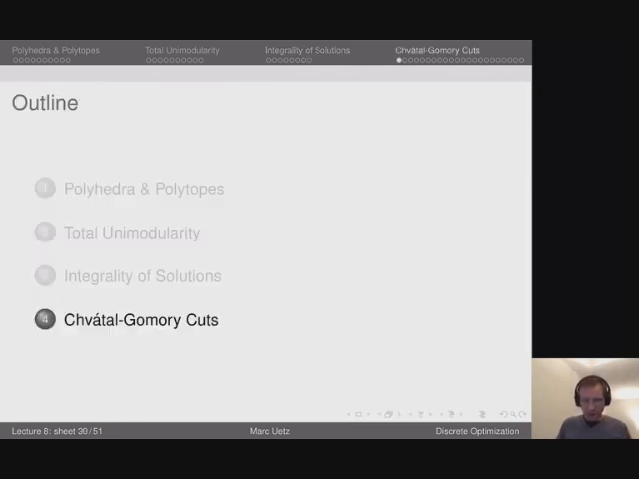And now I want to give a glimpse on what I do if I do not have total unimodularity. So what do I do if there is still a gap between the LPs and the corresponding integer linear programs?